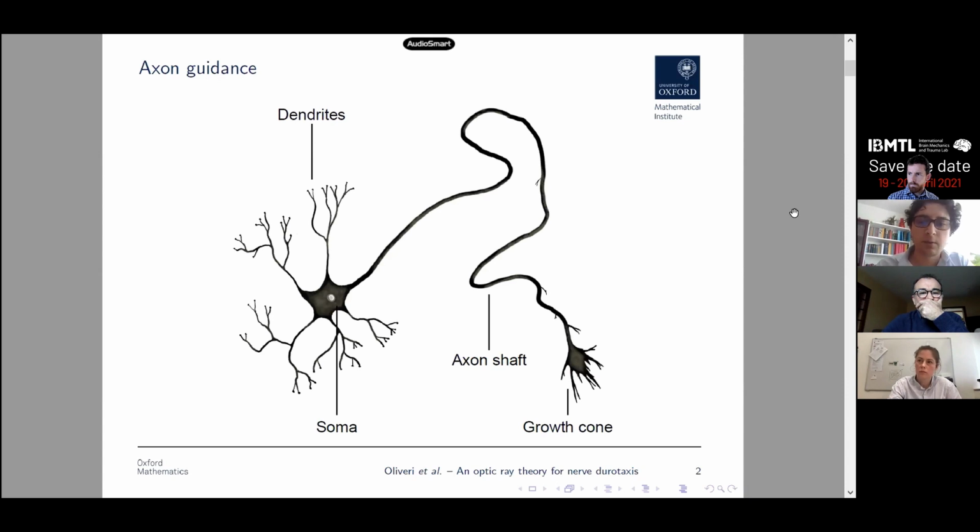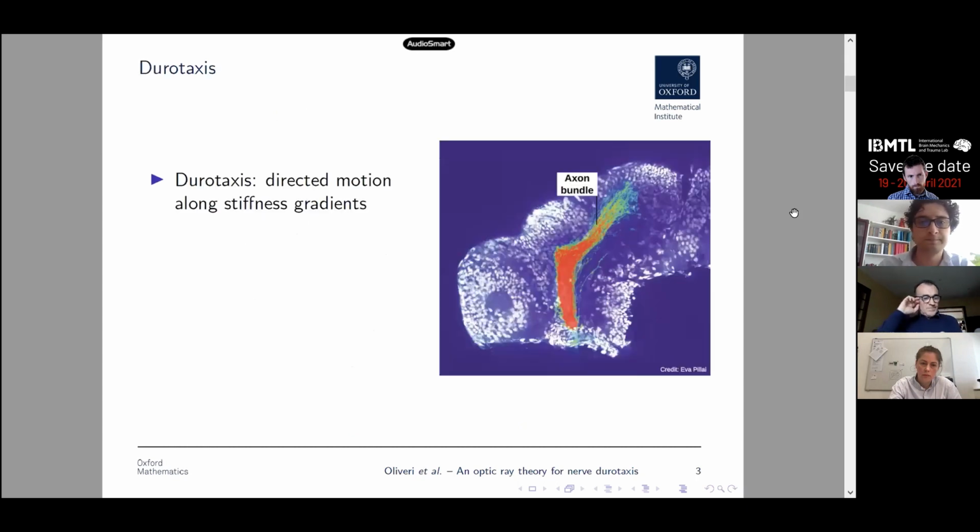In this phase, the growth cone, in order to find its targets, relies on different kinds of signaling pathways, most important of which being, of course, the chemical pathway, and in particular chemotaxis. But it also depends on lesser known mechanisms such as mechanical environments, and in particular durotaxis. Durotaxis, generally speaking, refers to the directed motion of cells along a gradient in medium stiffness.